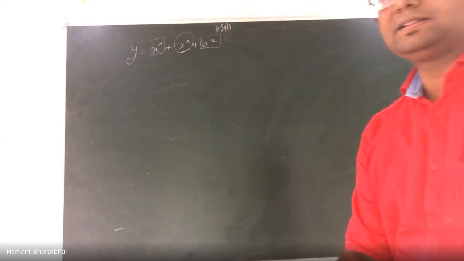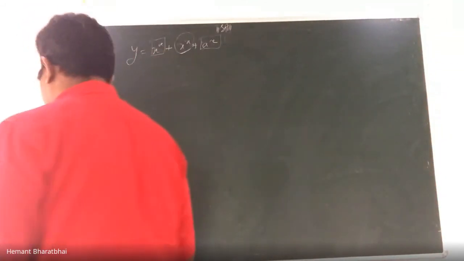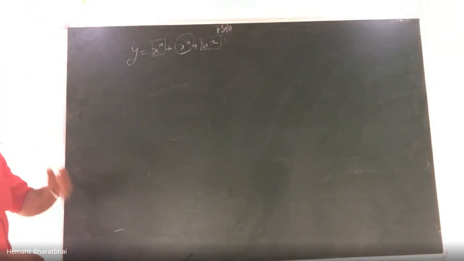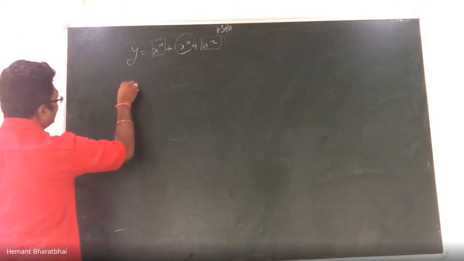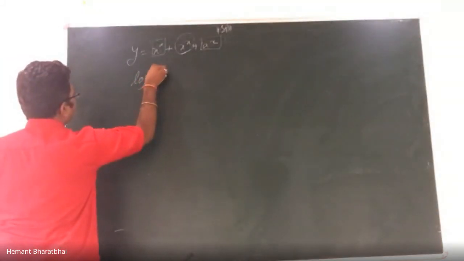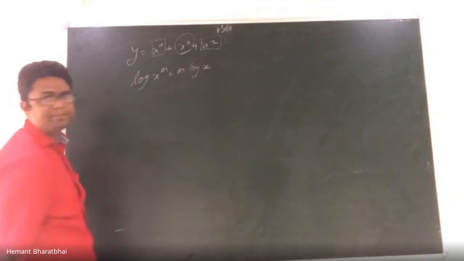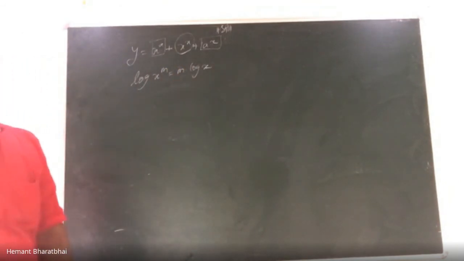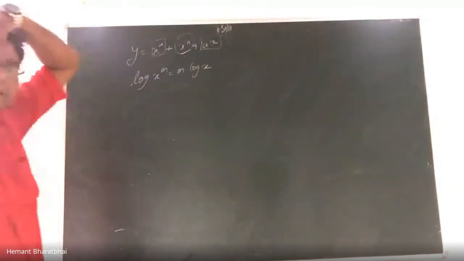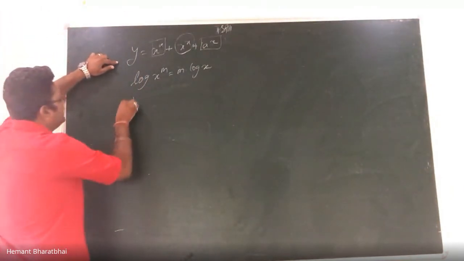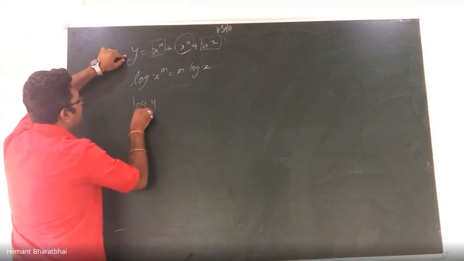Okay, and that is the time when we call logarithm to our help. Why? Because we know that log of x raised to m can be written as m into log of x. So if we take log, it is going to help us, and that is why I will call log. But don't make the mistake of taking log directly.